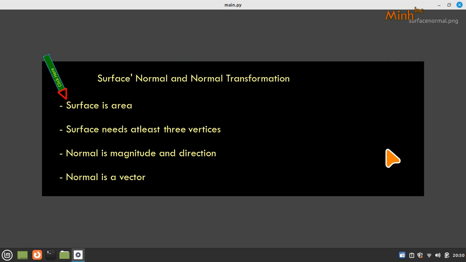So surface is an area. Surface needs at least 3 vertices. If 3 vertices are available, then it is a surface. Whereas a normal is a direction. Surface is an area, normal is a direction. It has magnitude and direction. Normal is a vector. Surface is not a vector.